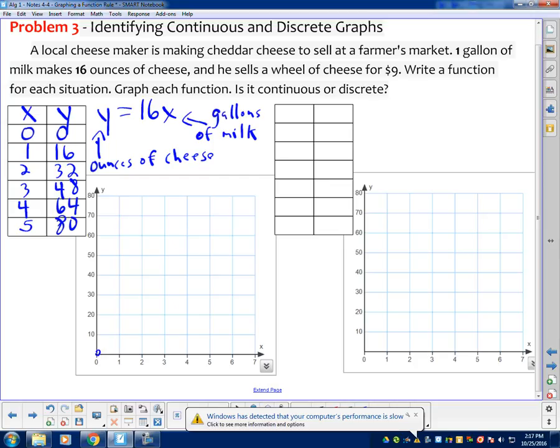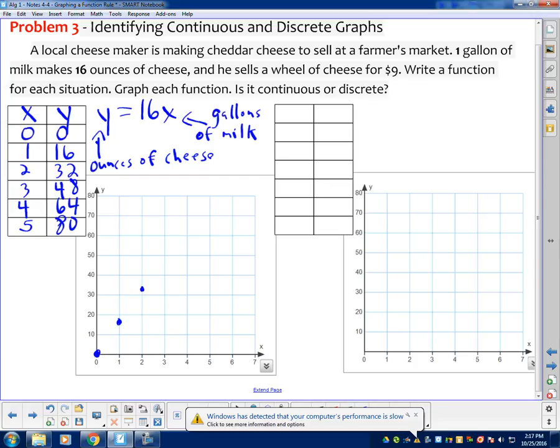Here's 0, 0. Some of you, I think, are getting behind on this. Are we keeping up here? Okay, we've got the table filled out, the equation written down, right? Let's go ahead and graph these points. 16 is about right here. 32 is just above the 30 there, maybe about there.